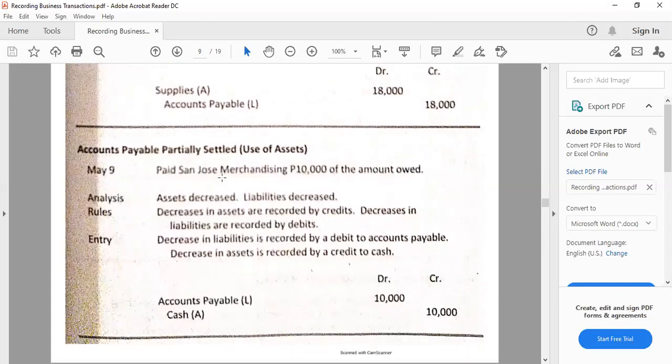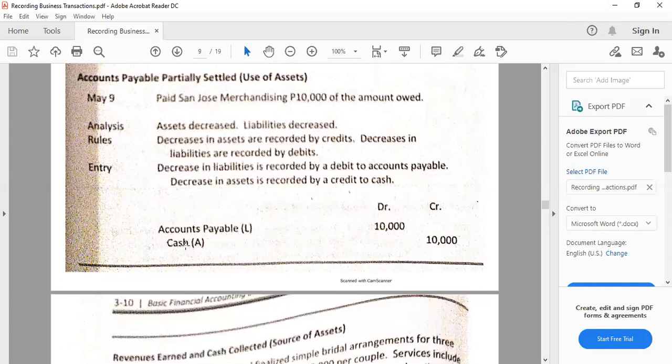Next would be the partial payment of the amount owed to San Jose Merchandising. So debit accounts payable 10,000, credit cash 10,000, and we are going to write here to record partial payment of suppliers account. So, for example, because we are on the part of the customer here and we purchased goods from our supplier, we record partial payment of our account, or suppliers accounts.